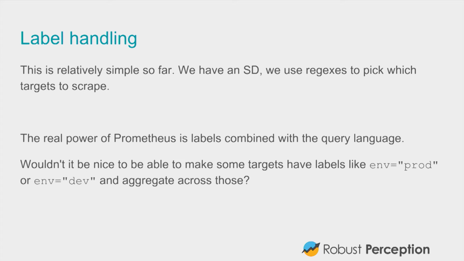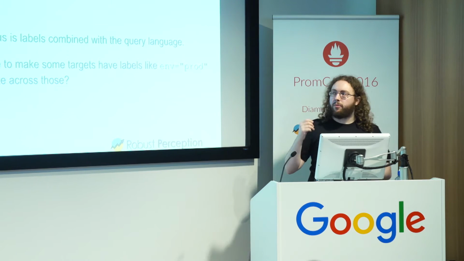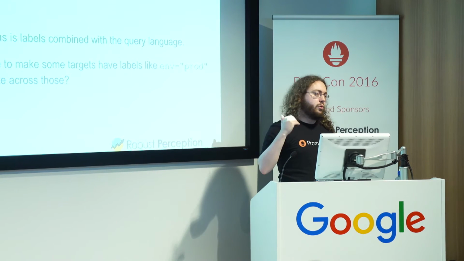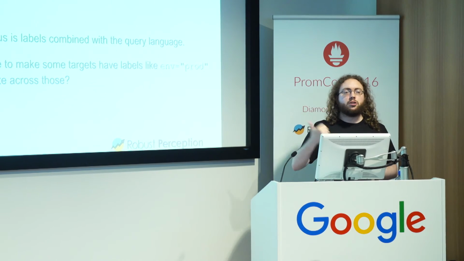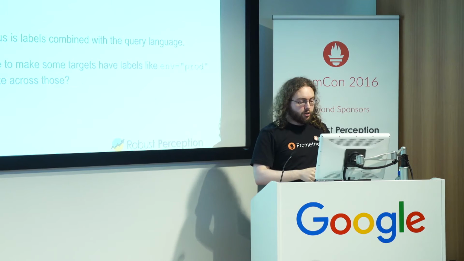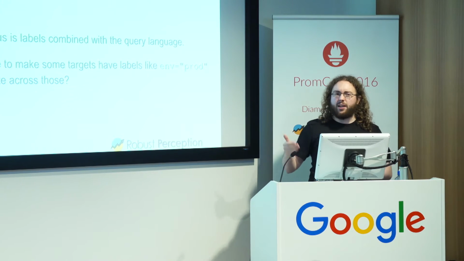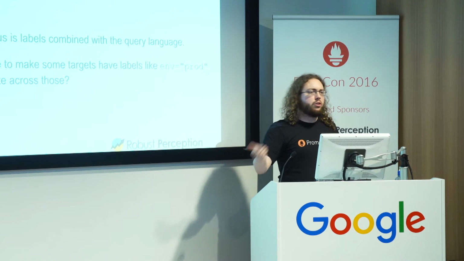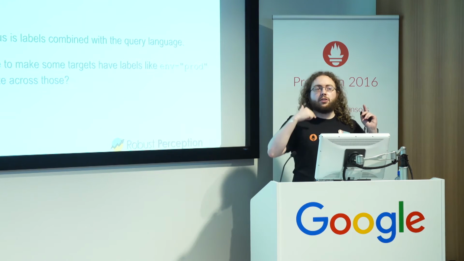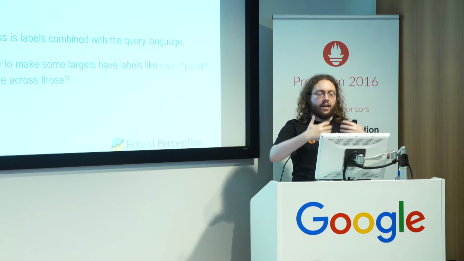Okay, so here's what we've got so far. We've got service discovery. It's producing metadata. We can use regexes with keep and drop to choose what to scrape. But Prometheus labels are one of the two key features of Prometheus, because you've got the labels and you've got the query language. Those are the killer features. Wouldn't it be nice to have some of that metadata, like this is production or dev or whatnot, in the target labels, like the labels that we're going to add as we scrape? That would be kind of nice.